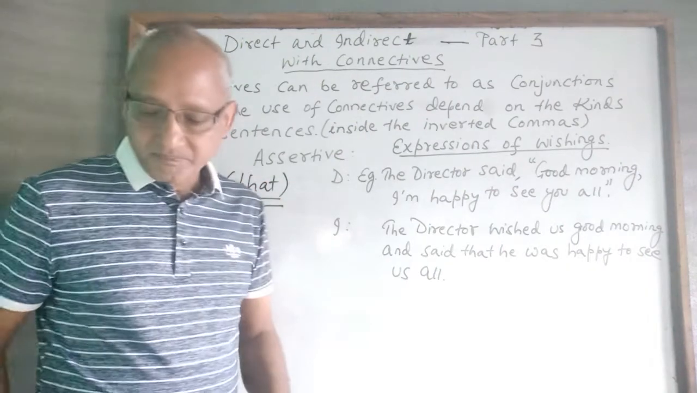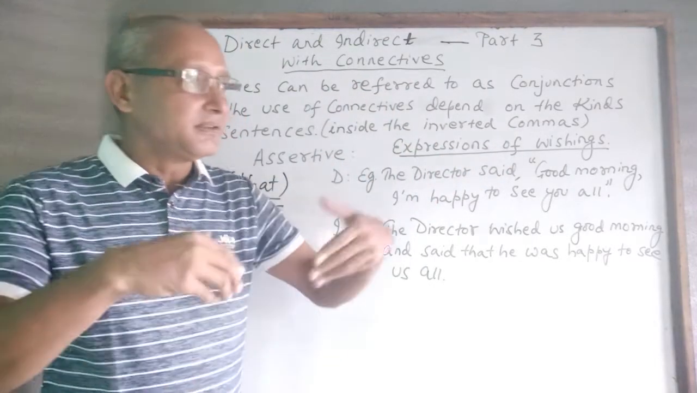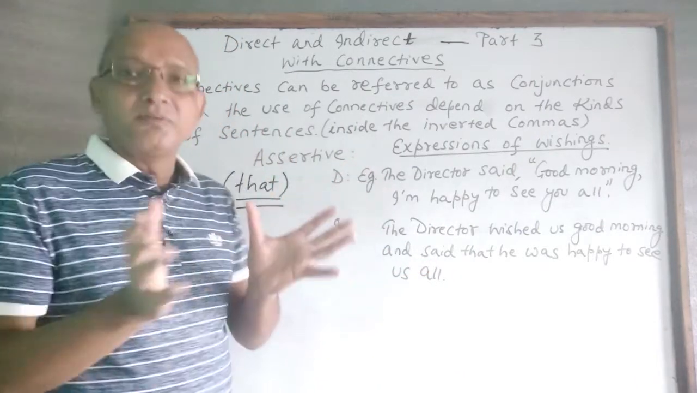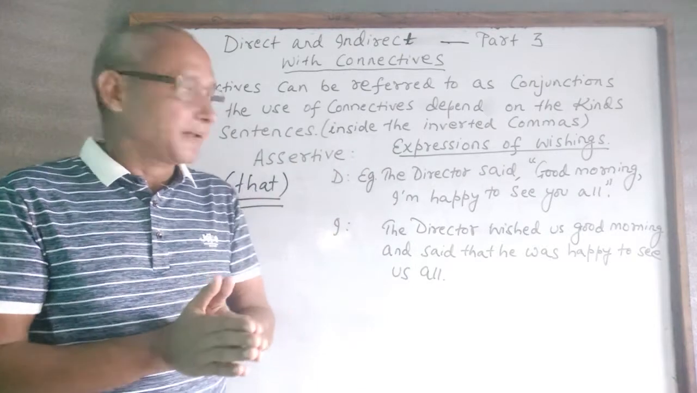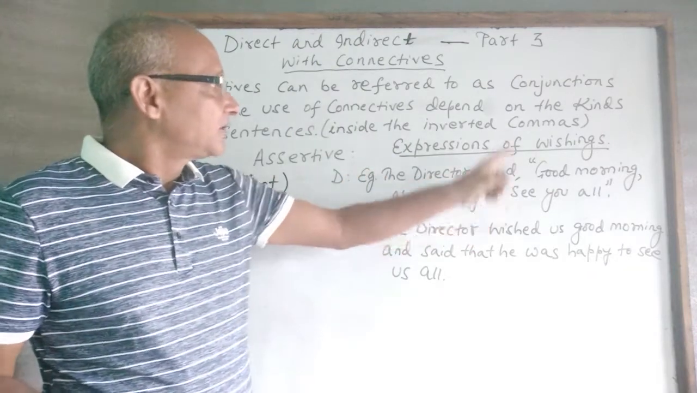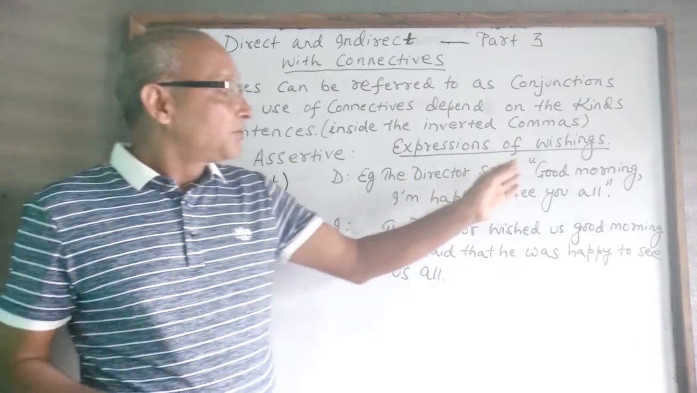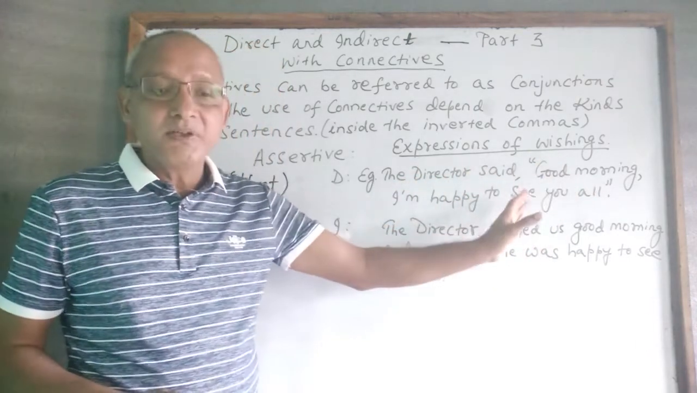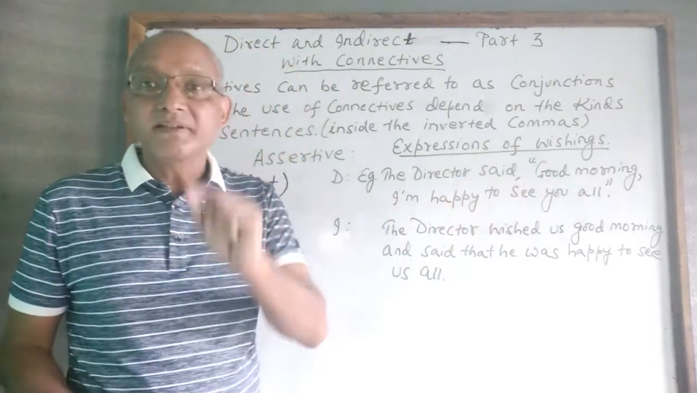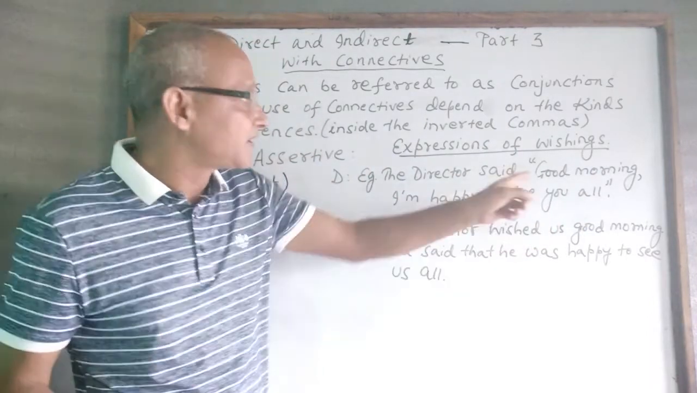For example, in an expression of wishes, like good morning, good afternoon, ladies and gentlemen, good evening, these are the forms of wishes before we address anybody. Let's see an example. The director said, good morning, I'm happy to see you all. This is direct speech, and there is a term of address there. What is the term of address? Good morning. The director addresses good morning before he says something else. So this is the term of address.